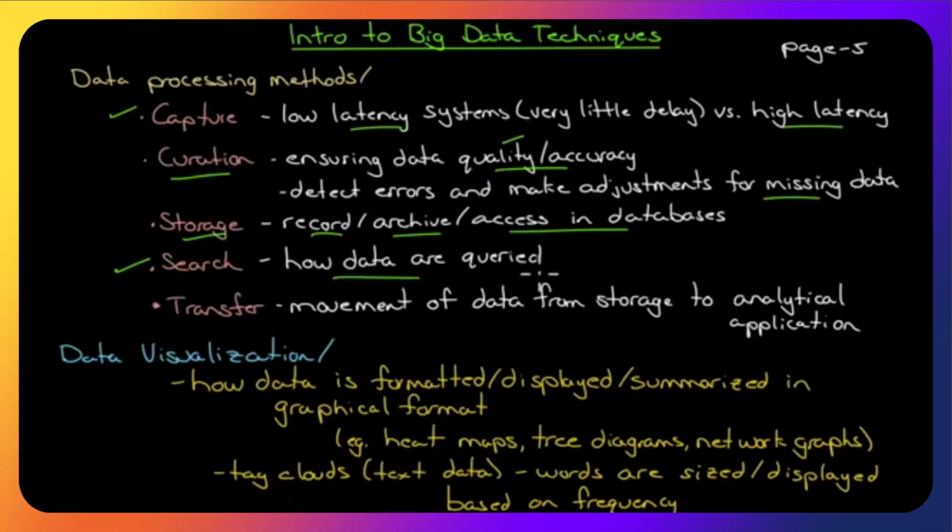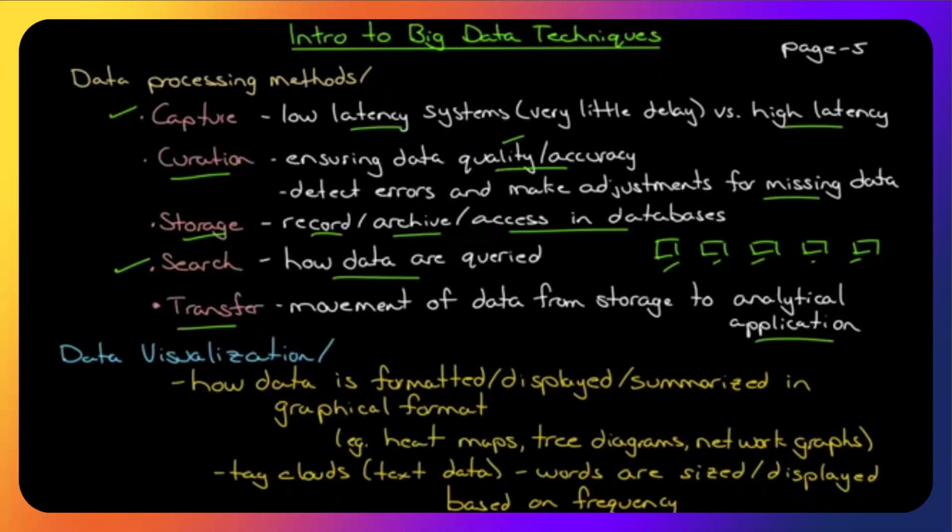How the data are queried. Imagine that you just had a whole bunch of videos, and you say, well, I'm just going to store a whole bunch of videos. And you say, well, how many times was the word Jurassic used in these videos? Well, how are you going to do that? How are you going to find a way to do that? You'd have to have some structure to these and some tags associated with them so that you could find those things very quickly. And transfer, the movement of data from storage to analytical applications.